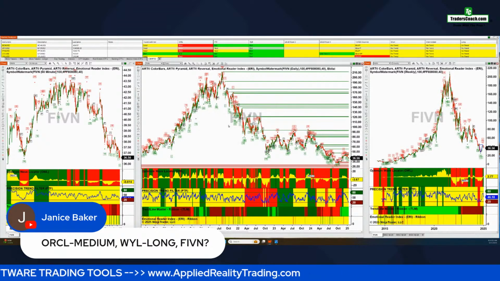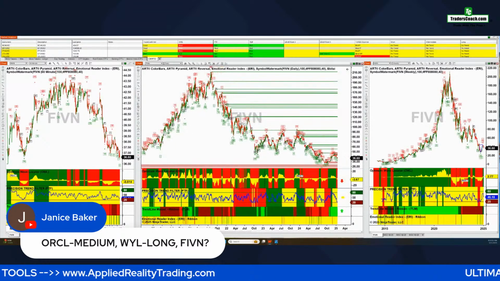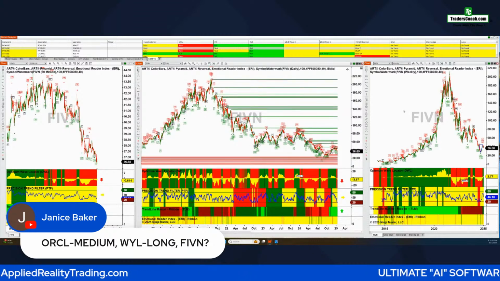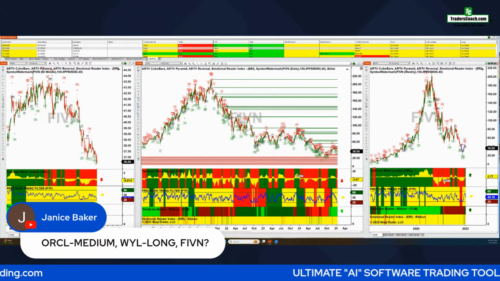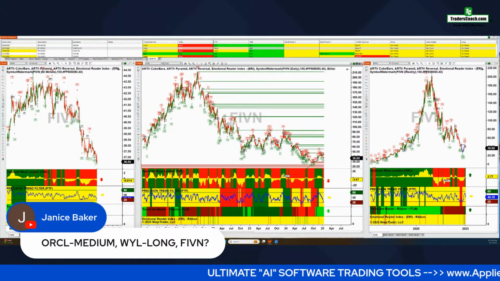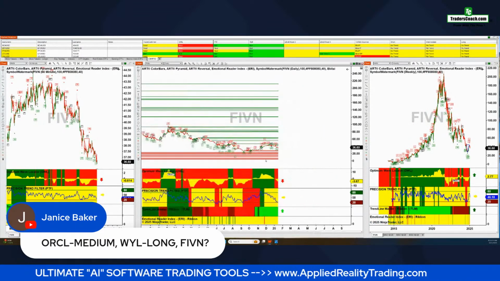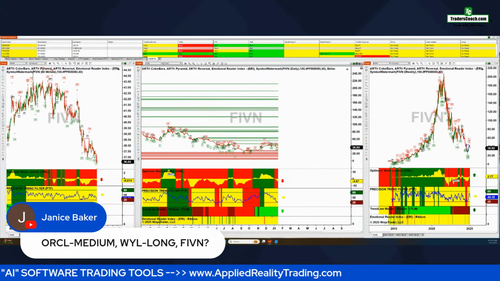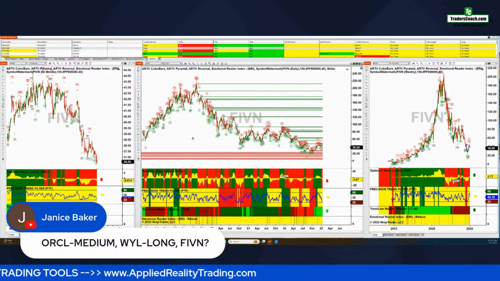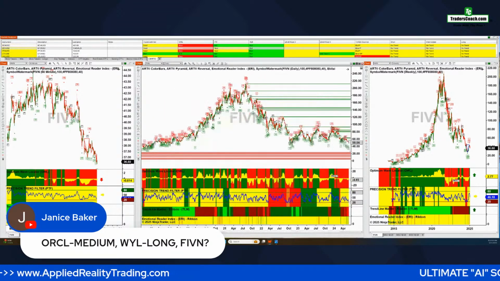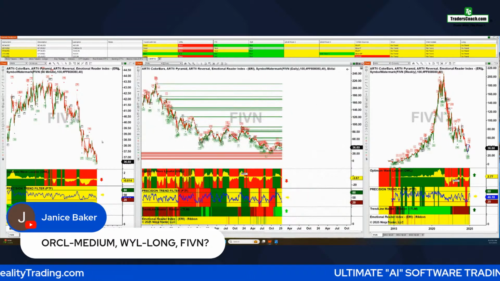FIVN. Okay, so long. Well, if you're thinking about a long, don't do it yet. It's not quite ready. We may have a bottom in on this. It's starting to show signs of a bottom. We still got some liquidity levels down below here, so we'll see what happens with that.